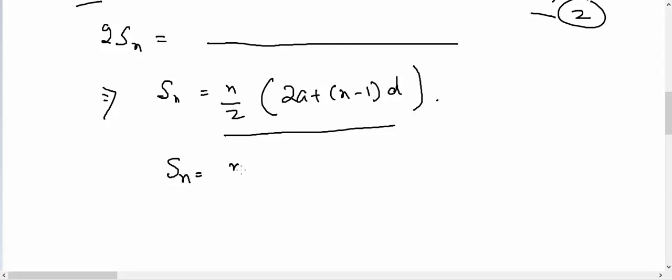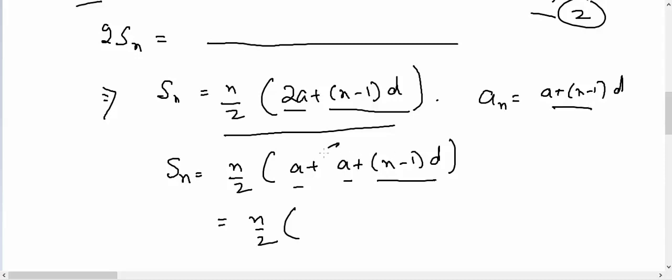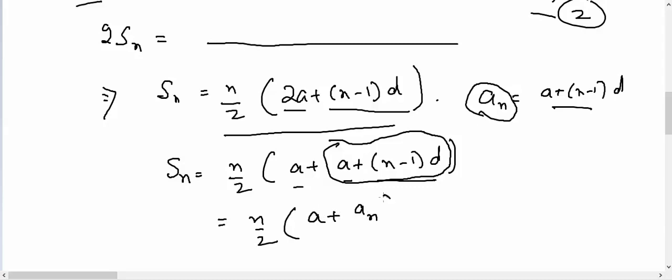Similarly, I can modify this formula by writing it like this. I just split this 2a into a plus a, and this (n minus 1) times d is written as it is. From our previous discussions we know that the nth term of an AP is equal to a plus (n minus 1) times d, which is this part here. So I can replace this whole part by an, so it's a plus an.